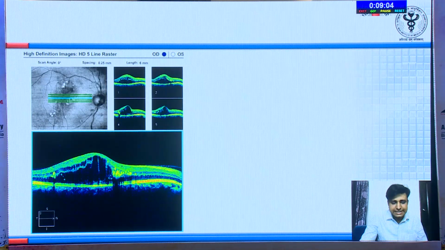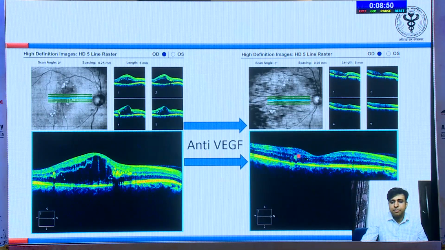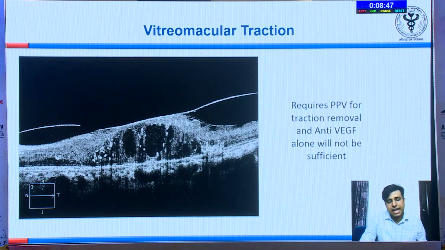So this was a 67-year-old male who was diagnosed to have a cystoid center involving diabetic macular edema along with some hard exudates at the macula seen as hyperrefractile dots on this OCT scan. After 2 anti-VEGF injections, macular edema completely subsided. So this is the scan of another diabetic patient. In addition to cystoid macular edema, here we can see that there is a thickened vitreous which is pulling the retinal inner surface. This is called vitreomacular traction, and such a scenario requires use of PPV for removal of traction, and anti-VEGFs alone would not be sufficient.